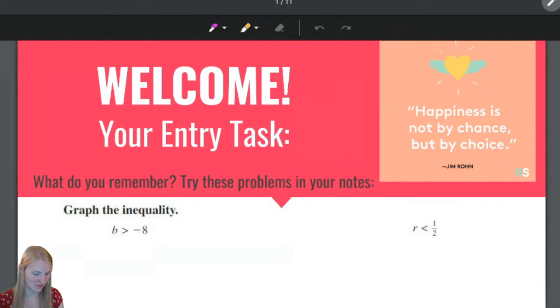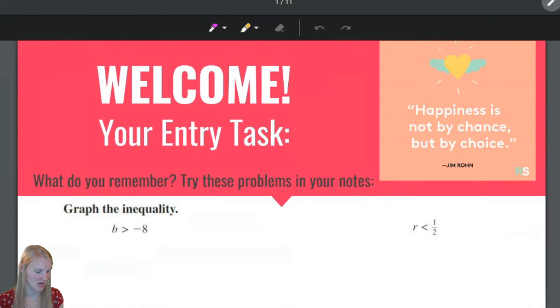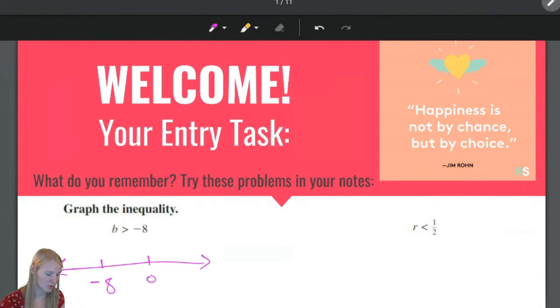So we are graphing the inequalities. First thing I'm going to do is create a number line, and I'm going to put 0 on it. And I'm going to put the number I care about, which is the number in the inequality. So we have -8. Next, I'm going to put a circle on -8. Should it be open, or should I color it in and have it closed? Which one do you think?